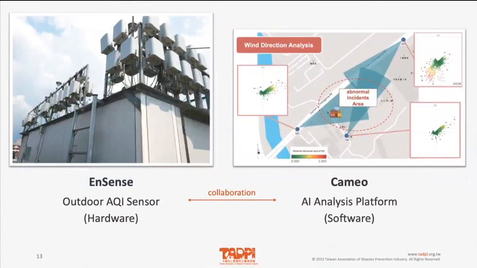It will be the collaboration between Cameo and Incense. Incense provides the hardware equipment to detect air pollution, while Cameo developed the online AI platform to analyze the data delivered from Incense's outdoor air detectors.